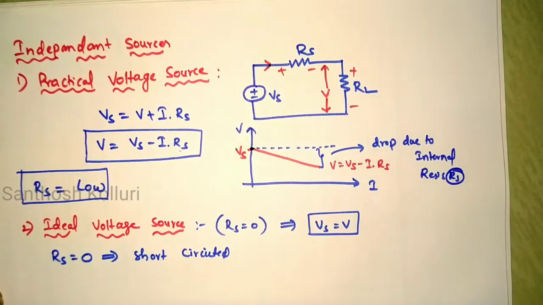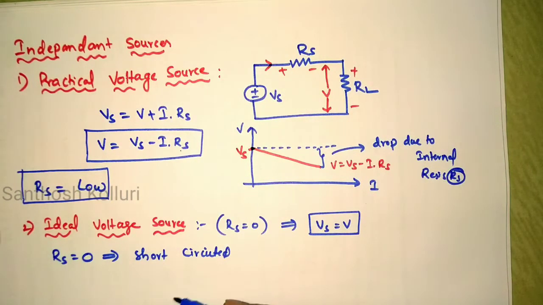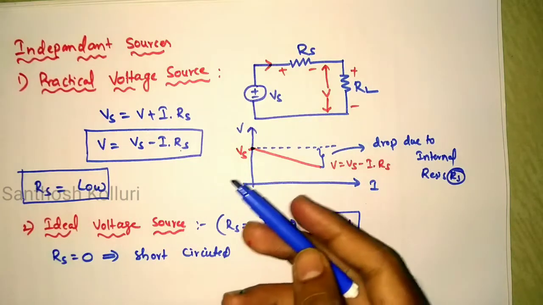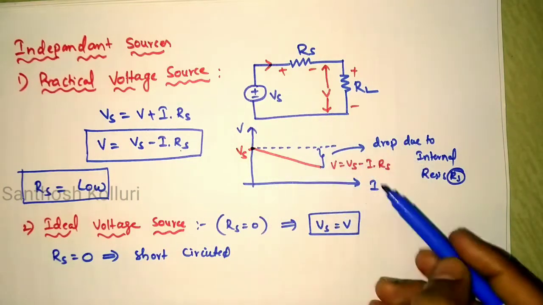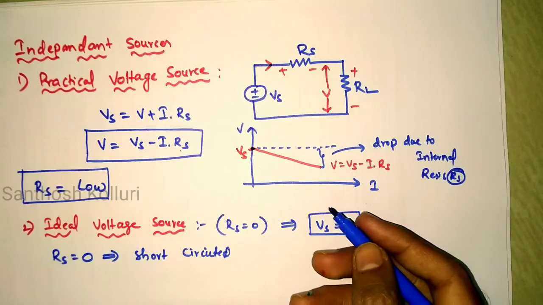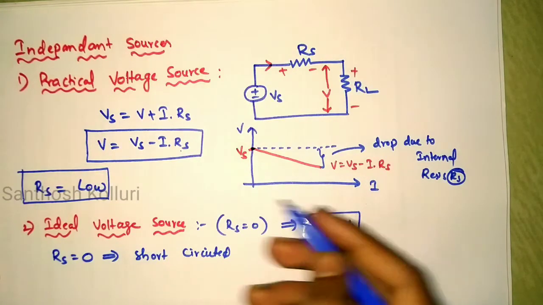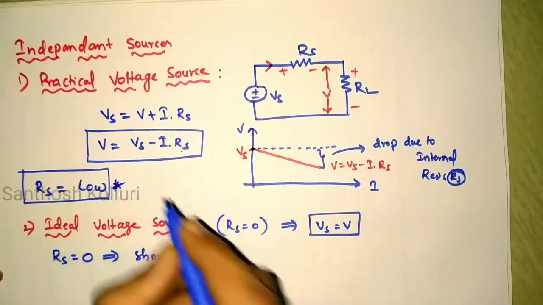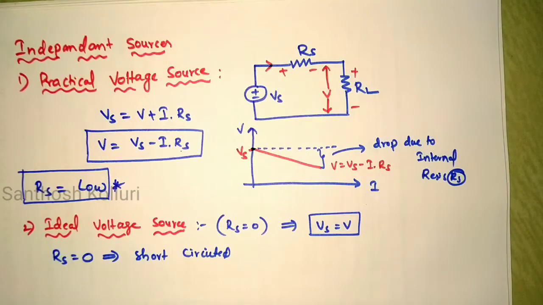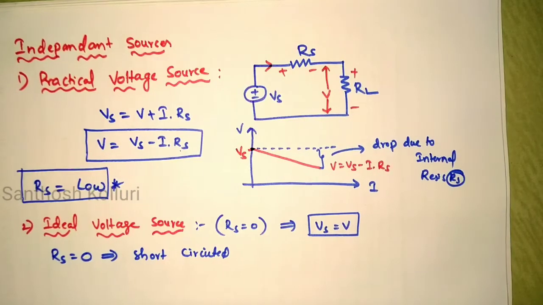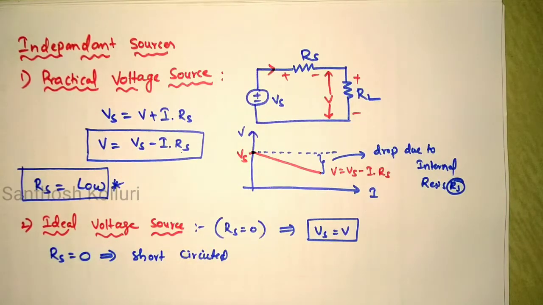Rs. So the difference between the ideal voltage source and the practical voltage source is the internal resistance Rs. In the practical voltage source, the internal resistance value is there and it will be a low value, whereas in the case of the ideal voltage source, the internal resistance value will be 0 and the terminal voltage V is equal to the source voltage Vs. So this is regarding the independent voltage source.